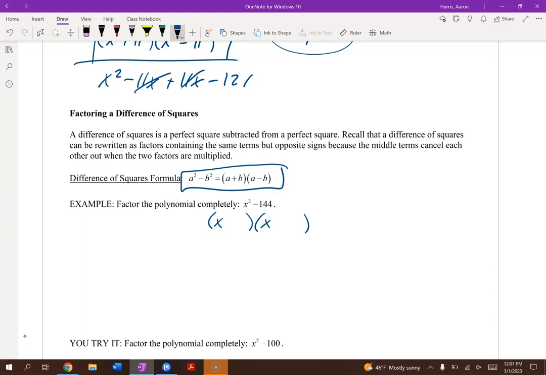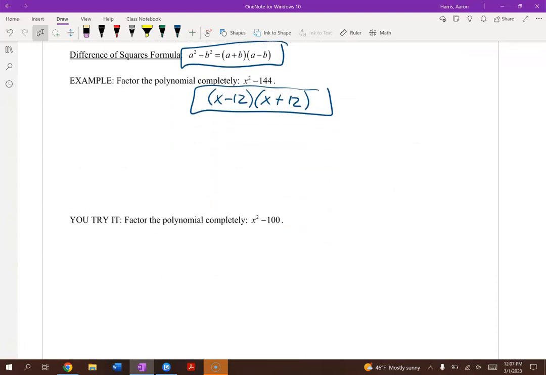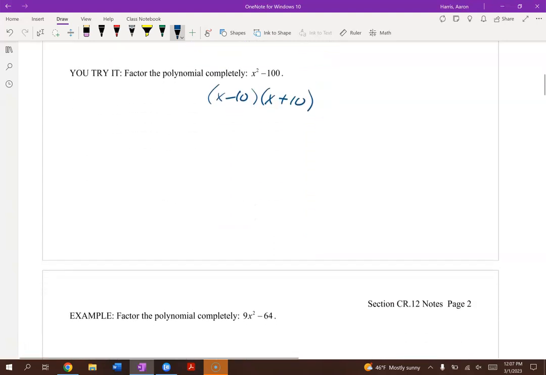144 is a perfect square, so it's going to be minus 12 plus 12, right? And check it, make sure you get it. Sure enough. How about this one? Another difference of squares. This time it's going to be what? Good. Yep, so one's minus, one's plus. Again, check it. Let's do some a little bit differently.